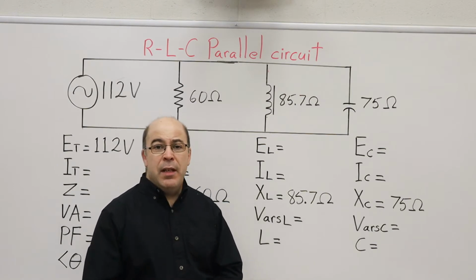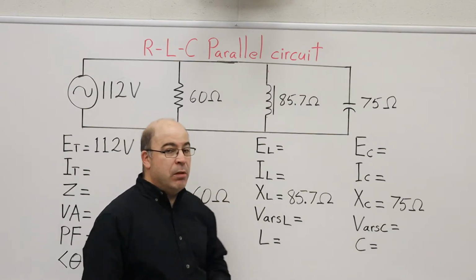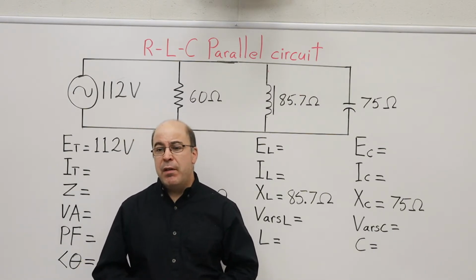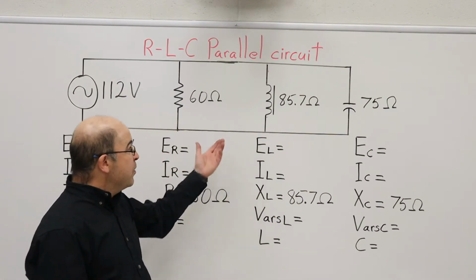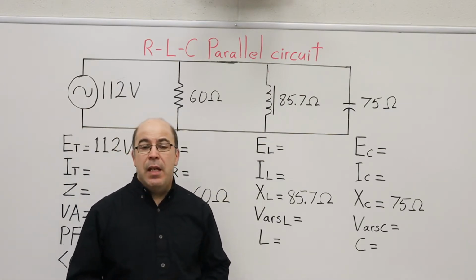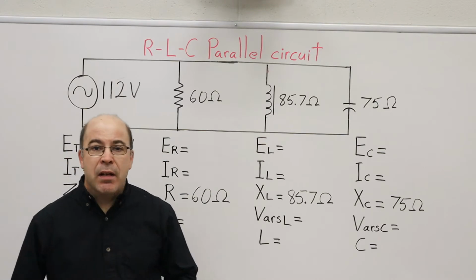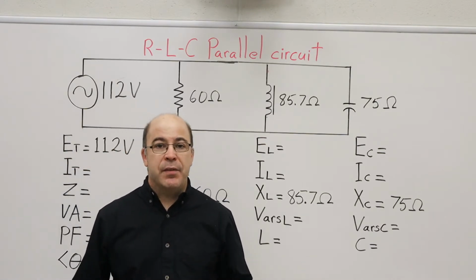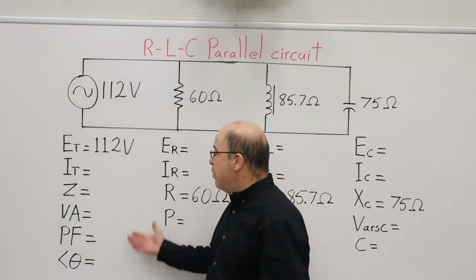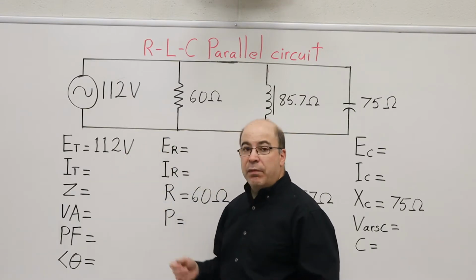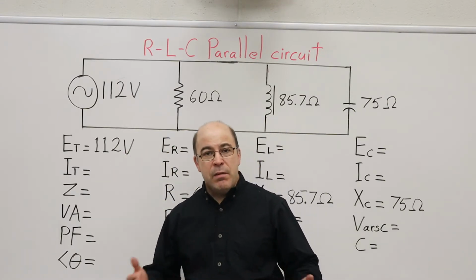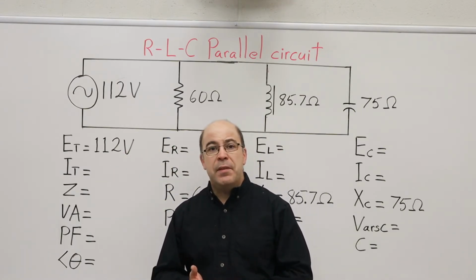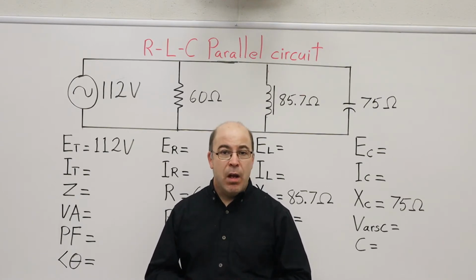What I'm going to do today is take you through the process of solving for all the missing values for the circuit that we have before you today. It's called a resistive, inductive, and capacitive parallel circuit. I'm going to take you through how we can solve for all these missing values using trigonometry formulas as well as Ohm's law.